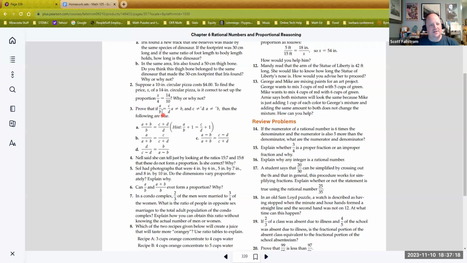Question 3 is, if you know that A over B equals C over D, and that they're not unit fractions and they're not opposites of each other, then the following are true. You have to prove that if A over B is equal to C over D, then these are also true. They've given a couple of little hints along the side, but if I know A over B is equal to C over D, how do I know that the following is true?